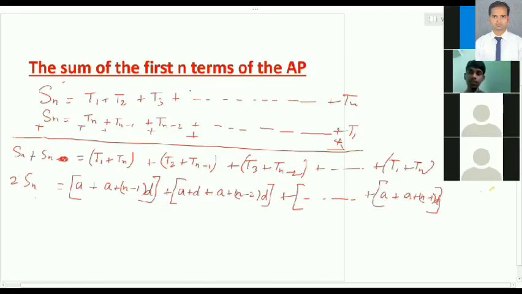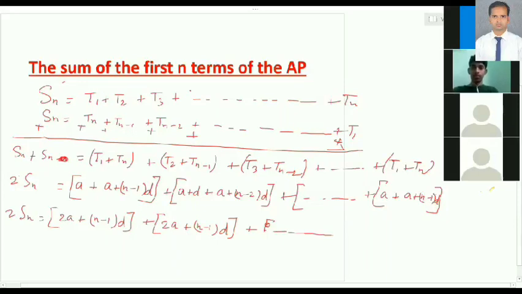Now, if you see this, all the terms are the same. The first term we are getting as 2a plus n minus 1 into d. The second term we are also getting as 2a plus n minus 2 plus 1 d, that is 2a plus n minus 1 into d. All the terms will be the same. At last also we are getting 2a plus n minus 1 into d. How many brackets are we getting? n brackets. The same number is coming n times.